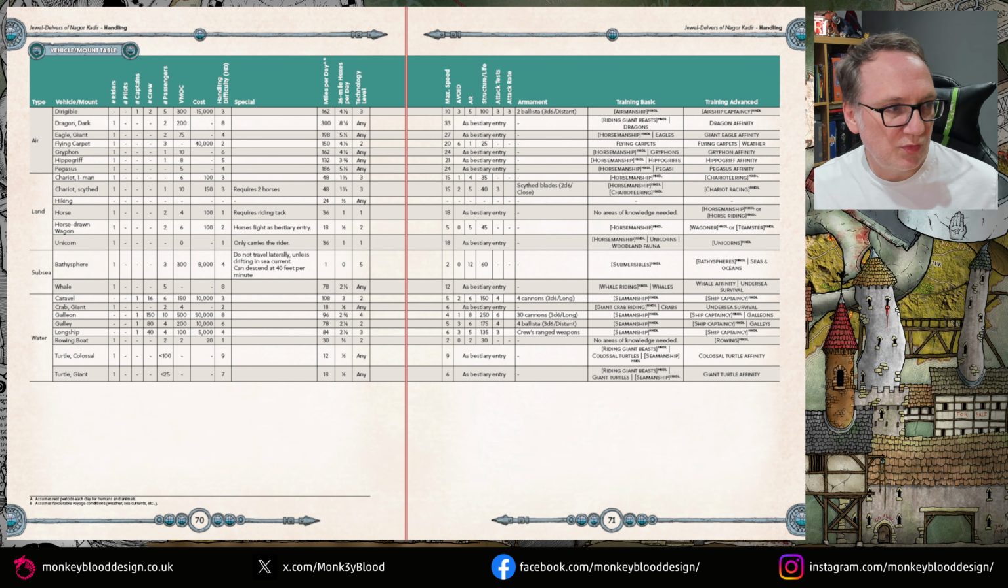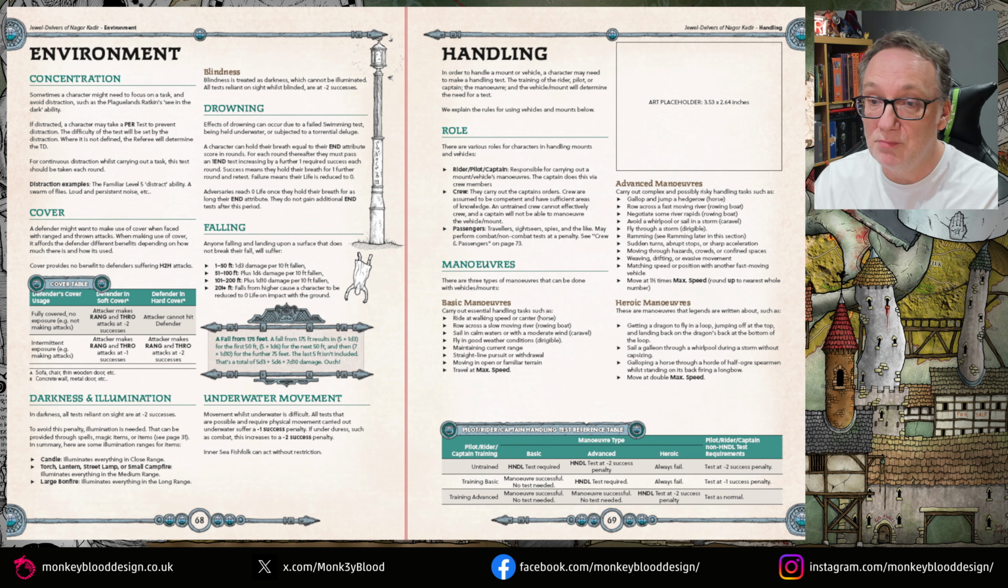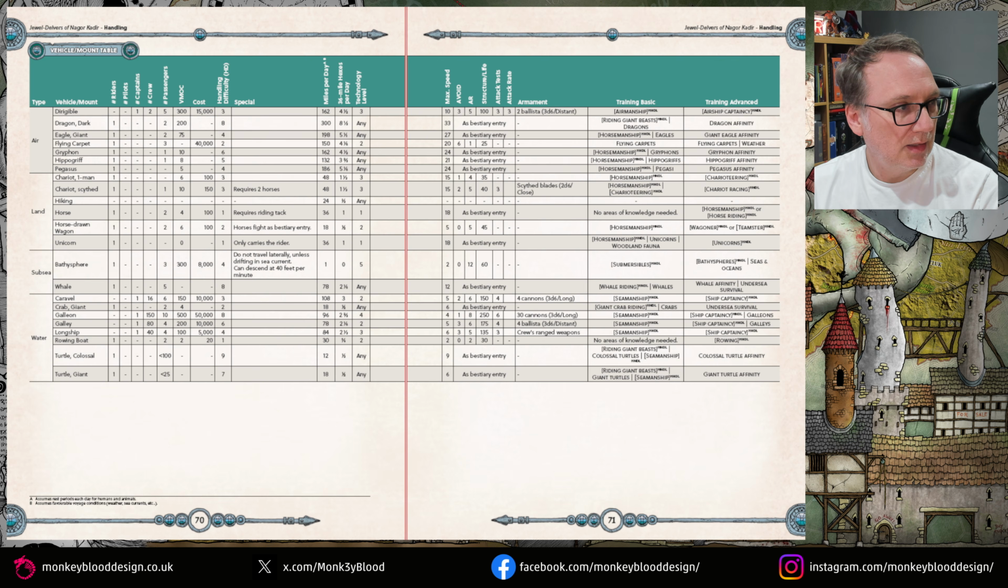So the rules basically tell you when to test down here. If you're doing a heroic manoeuvre and you're untrained, you will always fail. If you're only basically trained doing a heroic manoeuvre, you'll always fail. And if you've got advanced training, then you need to make a handling test at -2 success penalty. So if you've got 8 dice and you roll 3 successes, it's -2, so you get 1 success. And that may be enough, but unlikely. Okay, so handling.